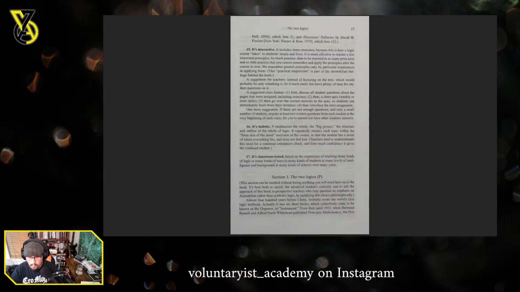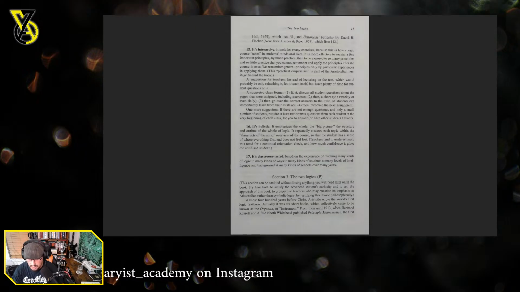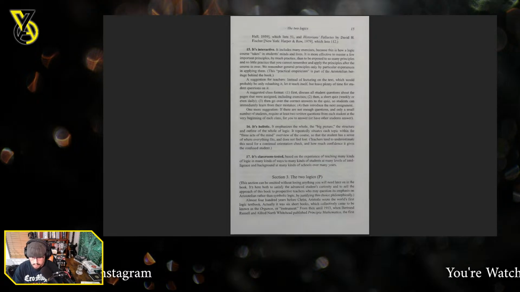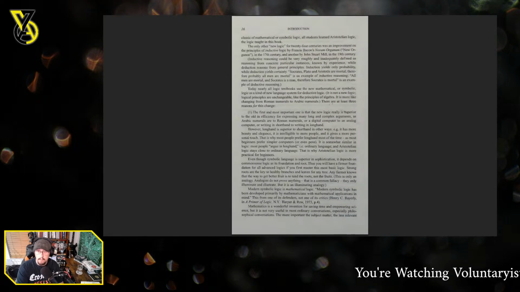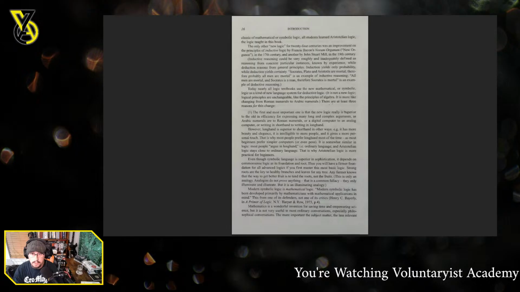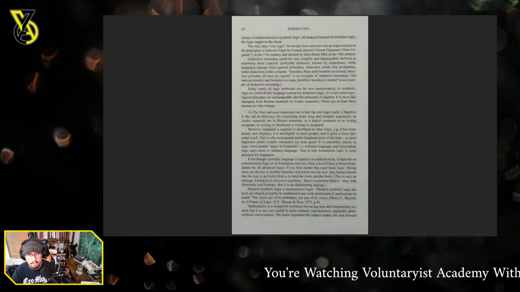All right, so almost 400 years before Christ, Aristotle wrote the world's first logic textbook. Actually, it was 6 short books, which collectively came to be known as the Organon, or instrument, quote-unquote instrument, from then until 1913. Okay, when Bertrand Russell and Alfred North Whitehead published Principia Mathematica, the first classic of mathematical or symbolic logic. All students learned Aristotelian logic, the logic taught in this book.